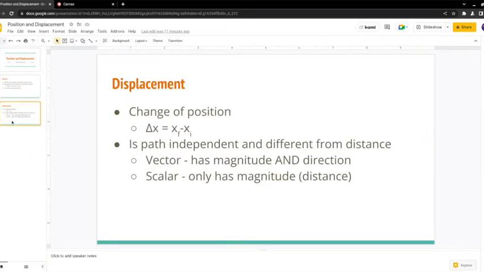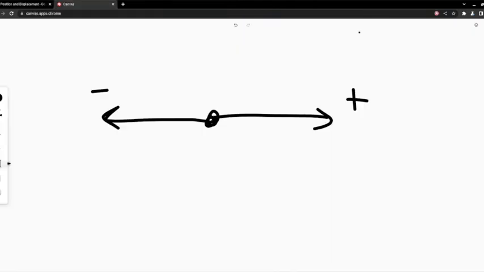So displacement is described as a change of position. So delta x equals final position minus initial position. The thing about displacement is that a lot of people who first start learning physics get it confused with distance. And the difference between the two measurements is basically displacement is a vector. It has magnitude and direction, while distance is scalar. It only has magnitude. And if that doesn't make sense, let's go back to our drawing software.